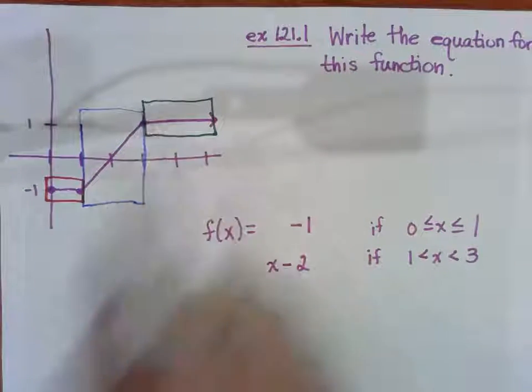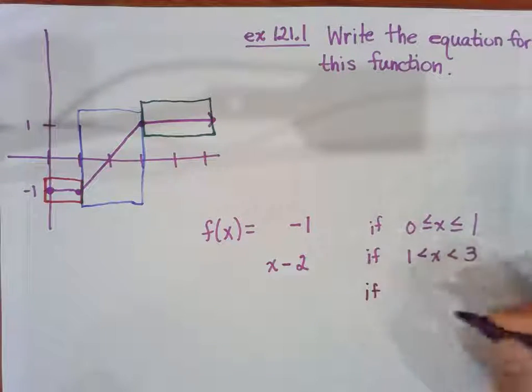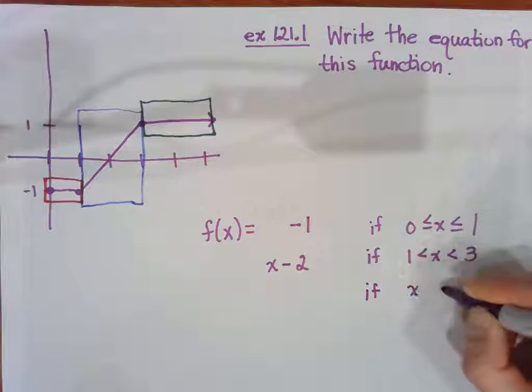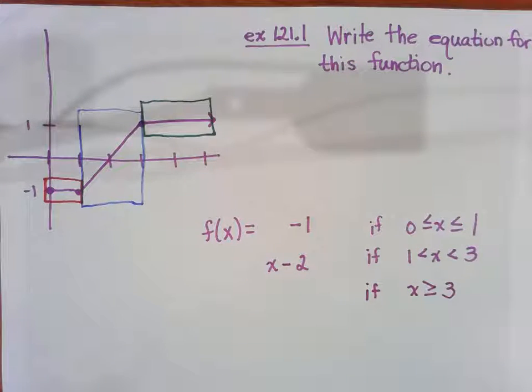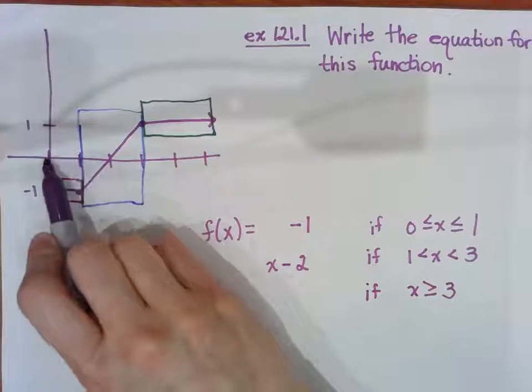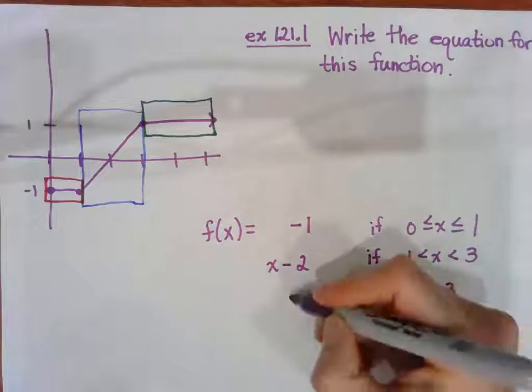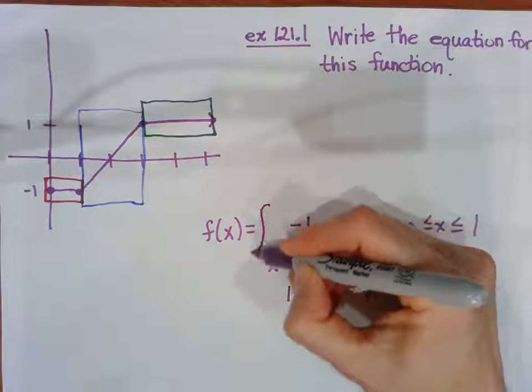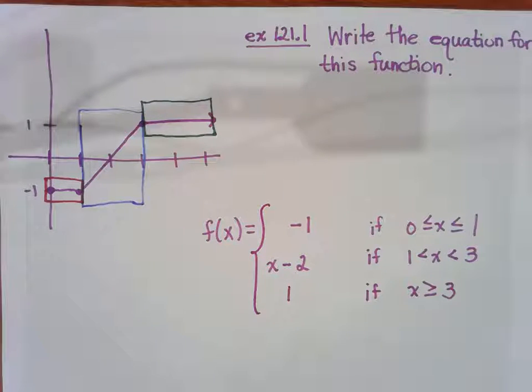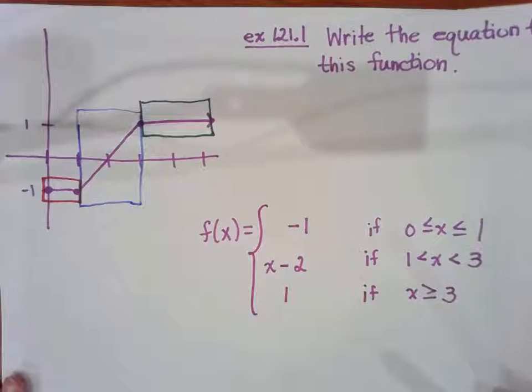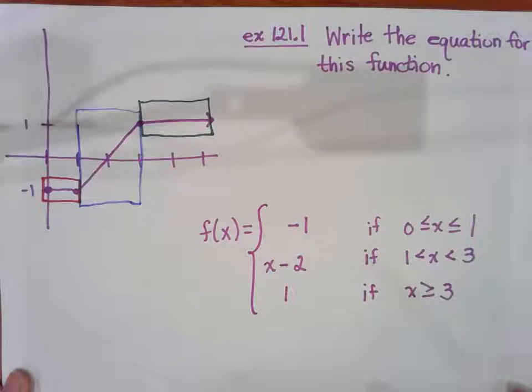And the last portion is in this green box, and this is if our x values are bigger than or equal to 3. So here's 1, 2, 3, so for any x values bigger than 3, we just get a +1. And we just put all those together, and now we've defined our function as a piecewise function, where we've looked at the different pieces of the domain, and for each piece we've written the function that describes the behavior in that portion of the domain.